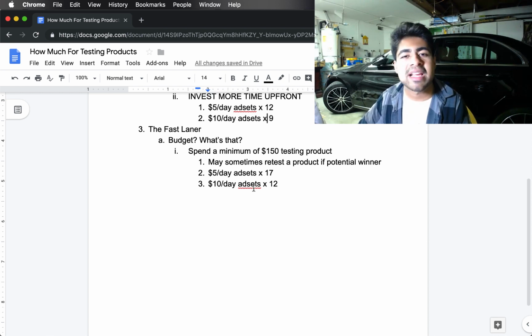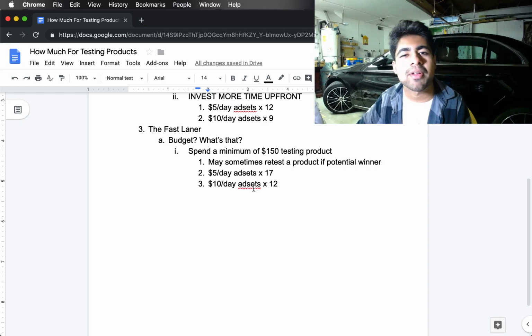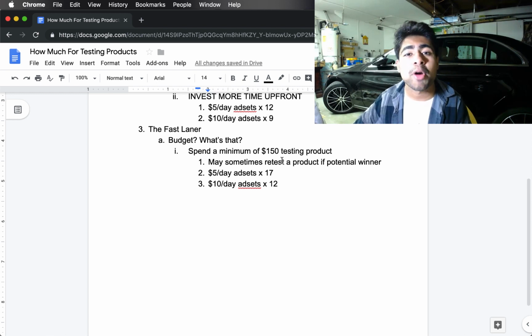But if you're a fast laner, meaning budget is not really a problem, you have a full-time income, or you have a lot of money saved up and you're single, or you have a family to support but you have a lot of savings, you need to spend a minimum of $150 testing each product. Sometimes this number can go up to even $250 depending on what kind of product it is. And that is when you think a product is actually a winner based on the data that you have gotten, meaning the product that you just tested actually got you sales, but you're not fully sure whether it is a winning six-figure product or not, so you launch more ad sets for that.